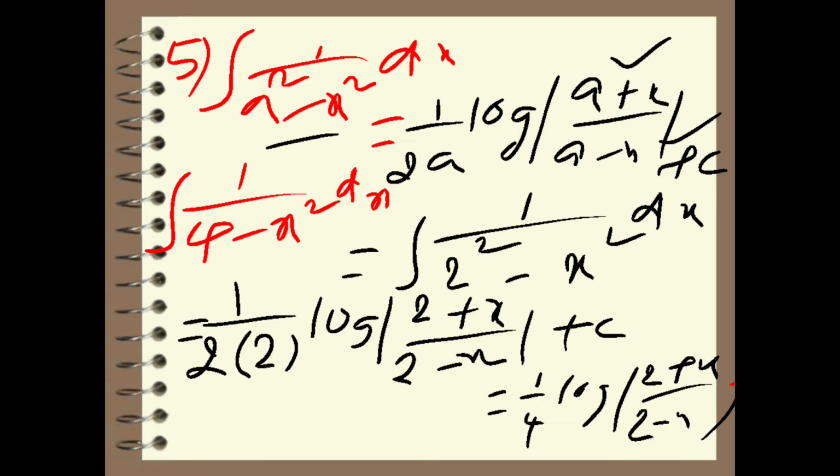Now we are doing the problem 1 by 4 minus x square into dx. 4 can be written as 2 square as a perfect square. 1 by 2 square minus x square into dx. So clearly a is 2, here 1 by 2 into 2 into log of 2 plus x by 2 minus x plus c. So 1 by 4 into log 2 plus x by 2 minus x. Okay, is it clear? Right, thank you.